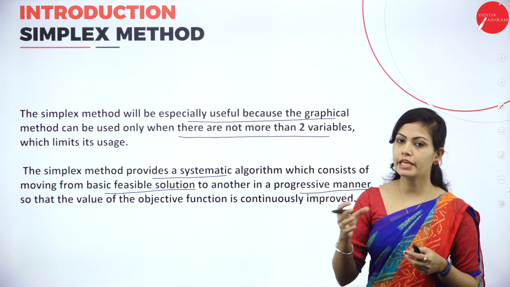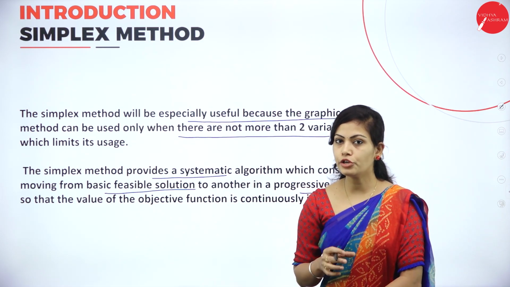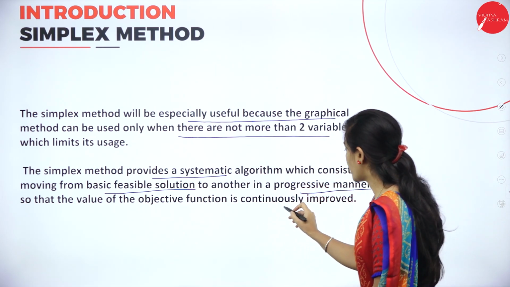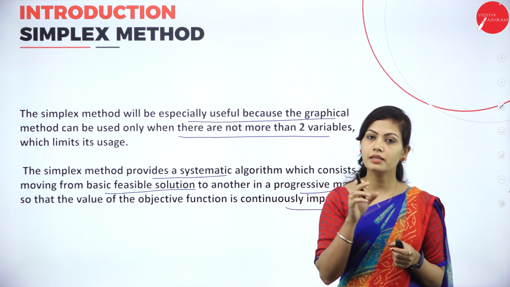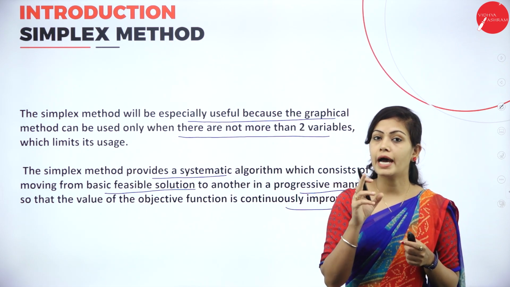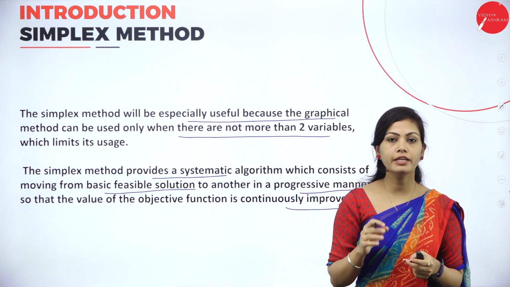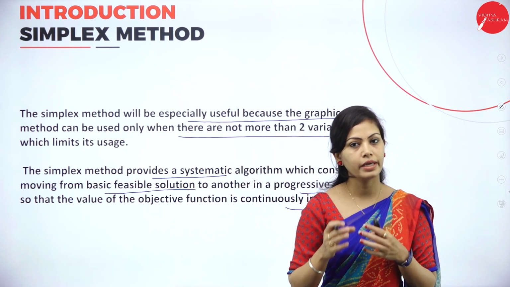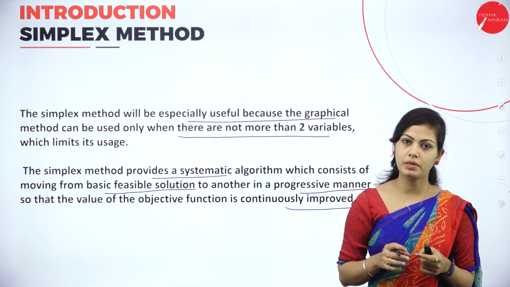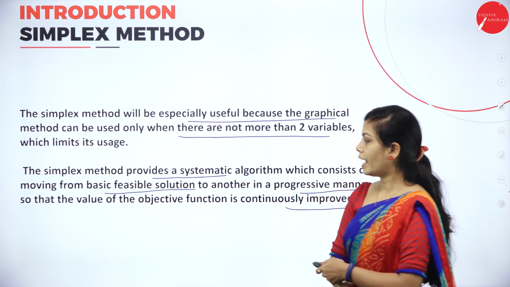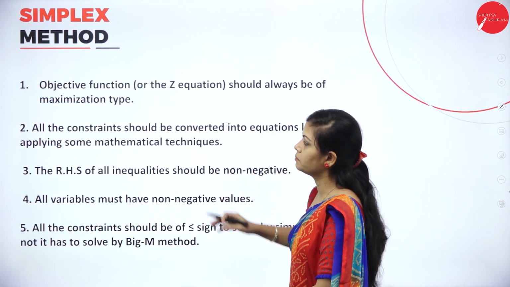So if you have three variables, we can go for the simplex method. In the simplex method, the value of the objective function is continuously improved. The simplex method is a systematic technique in linear programming for solving an optimization problem. By adding a slack variable, we can convert all inequalities into equalities. So we can easily find the optimal solution in the simplex method, and for that we have to follow some steps.